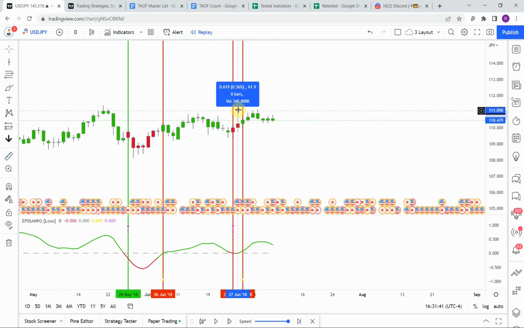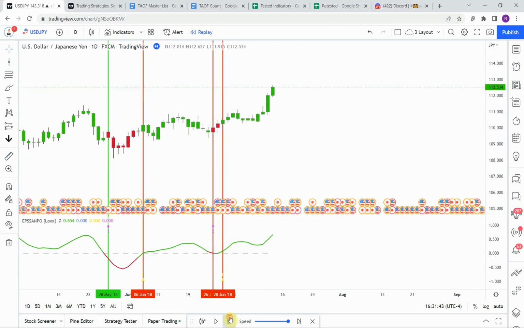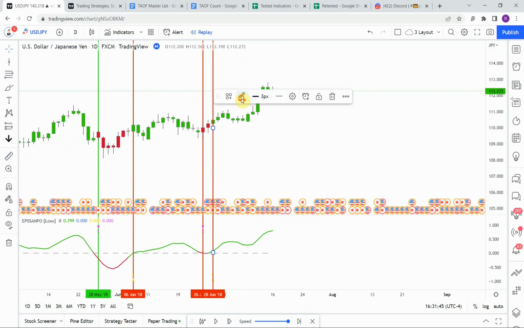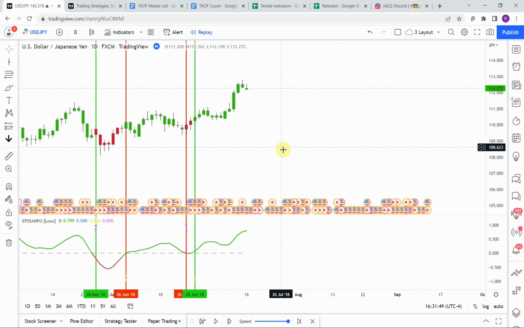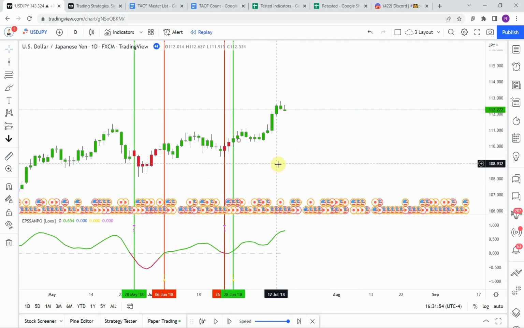Let's see if this one got us to our take profit. Not quite yet, but it did right there. All right, so what I'm going to do here is go ahead and fast forward through the rest of the testing. That way things don't get too long, and we will pick this up when we are at the end of the year.